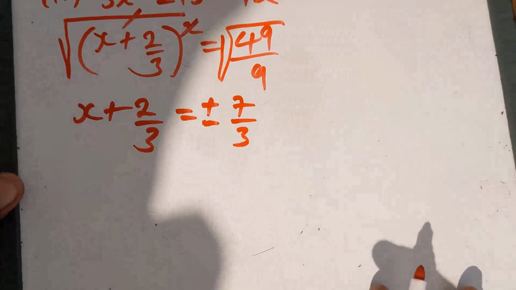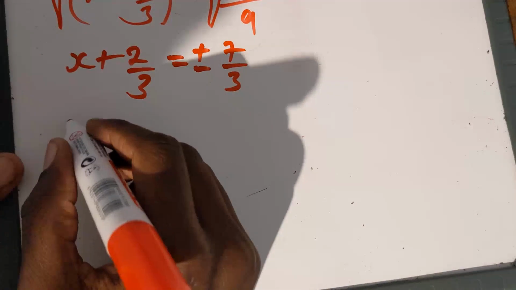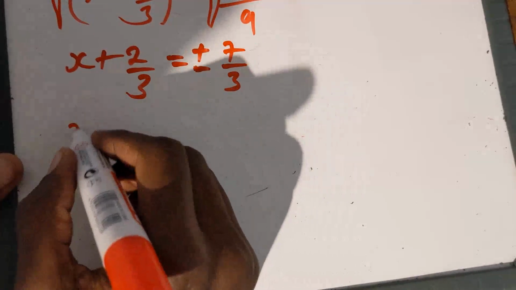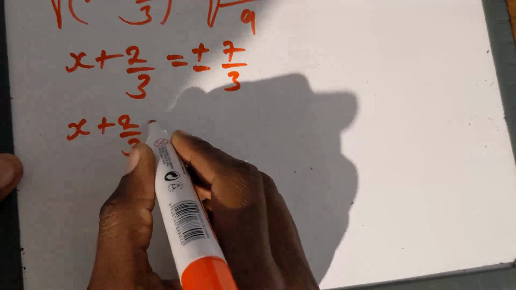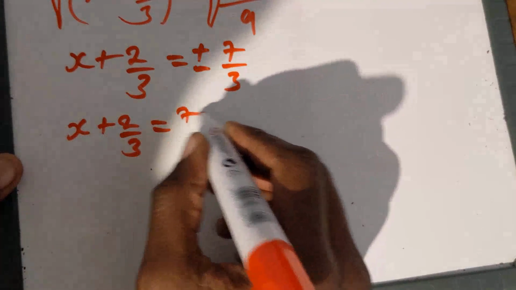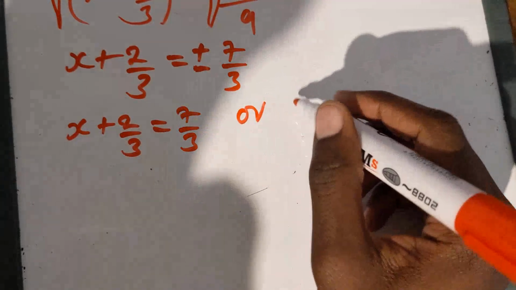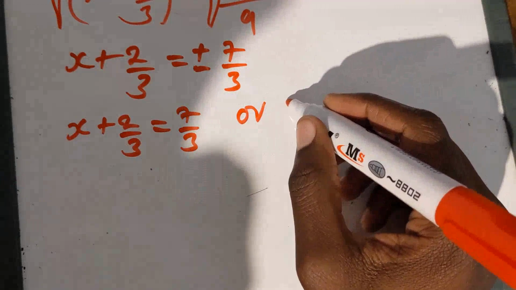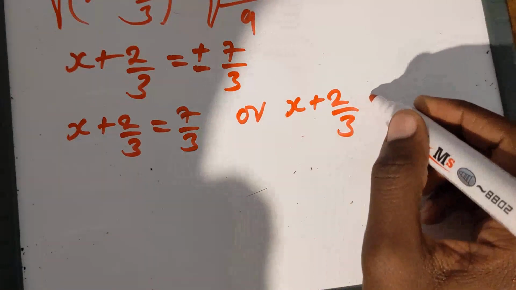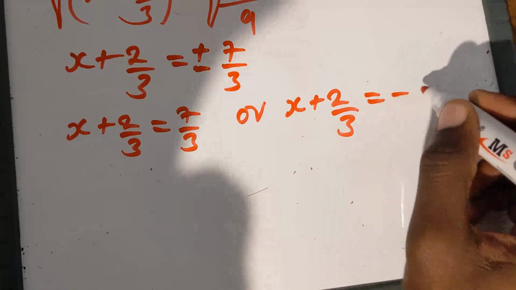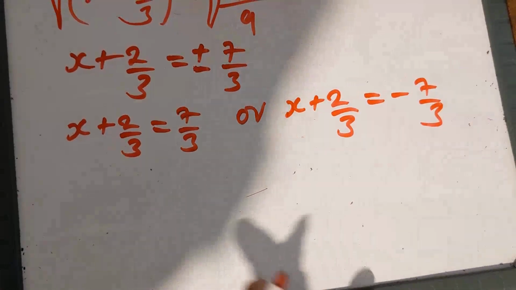So from here now, you can solve it. There is x plus 2 over 3 is equal to positive 7 over 3, or x plus 2 over 3 is equal to negative 7 over 3. That is what is there.